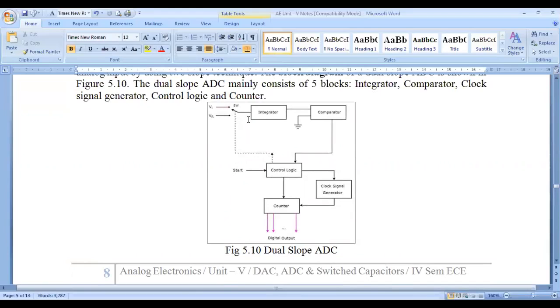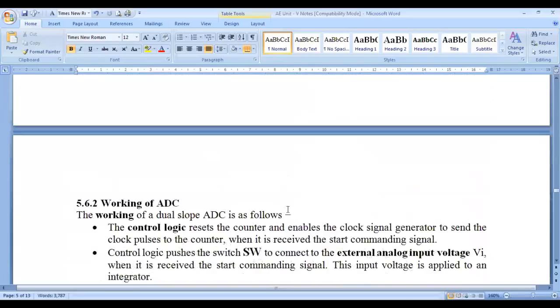Now the reference voltage will be given to the integrator. The capacitor in the integrator will already be charged in the first cycle. Now it will start discharging. That will be driving the comparator. When it drives the comparator, it compares the signal with 0 voltage. Now at this time, what will happen? The counter will keep on decrementing.